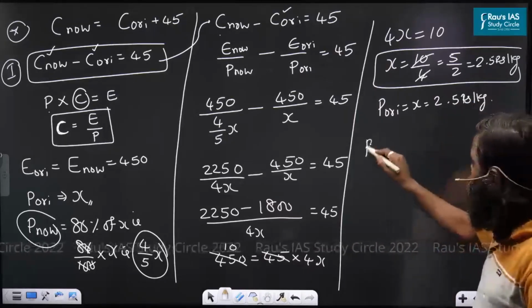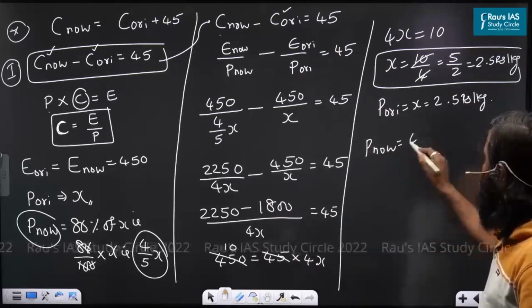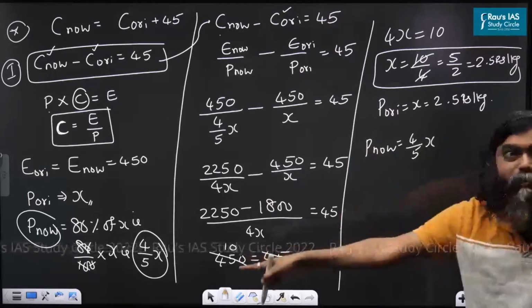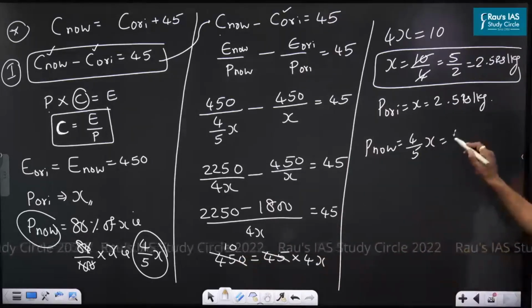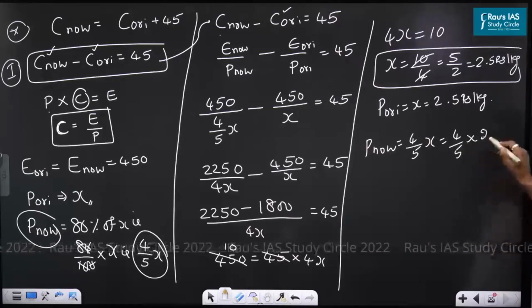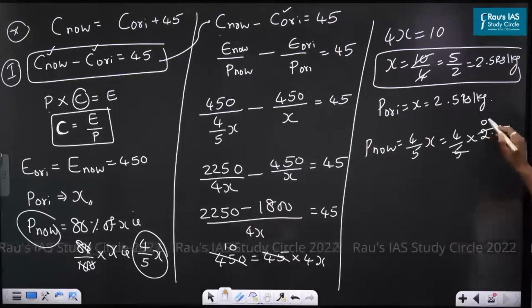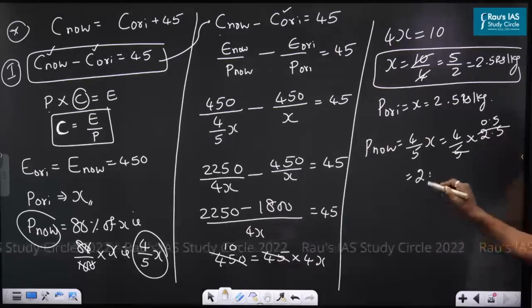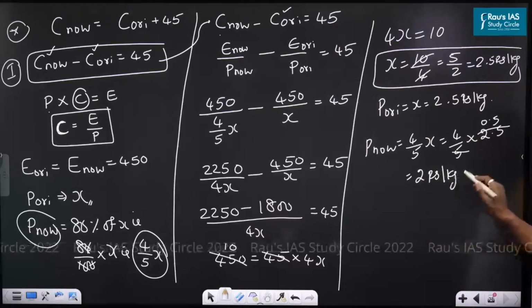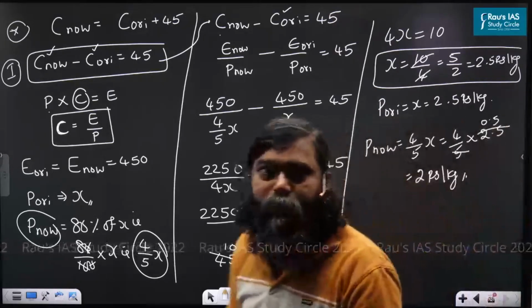What is the price now? That is called 4 by 5X. We derived that, and we know the X value now. So that is 2.5, cancel 0.5. That means 2 rupees per kg. Finally, we landed at the answer.